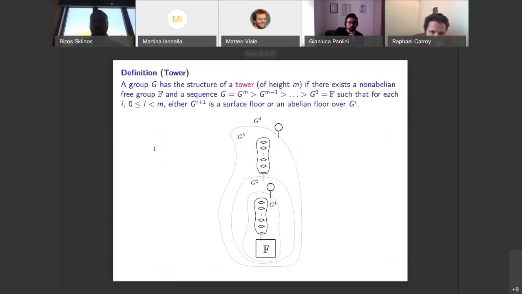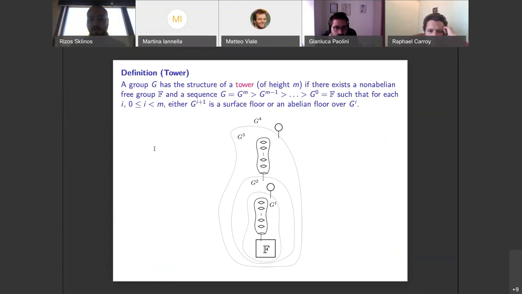So using abelian floors and surface floors, we get towers. So a tower is a nested construction where we start with a nice ground floor, which is a non-abelian free group, or just a free group, and we start gluing floors. So we start with F. We glue a surface floor on what we have obtained. We glue an abelian floor, then maybe another abelian floor, and that's the way we construct towers.